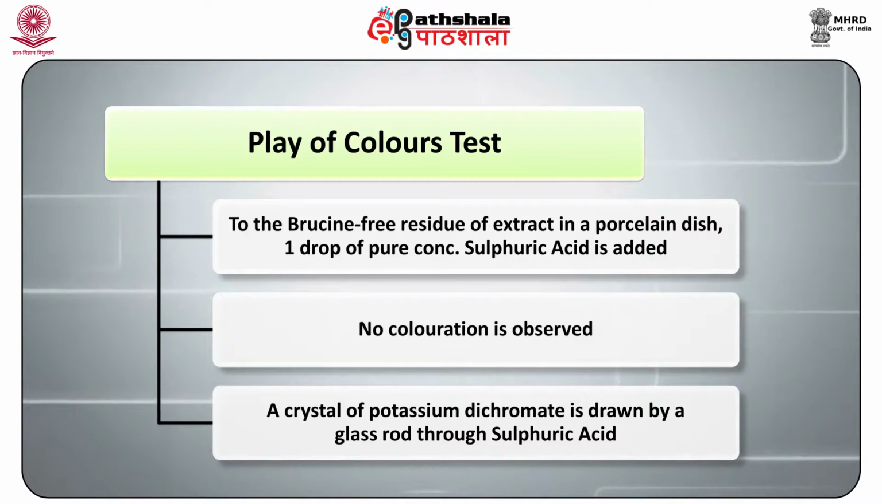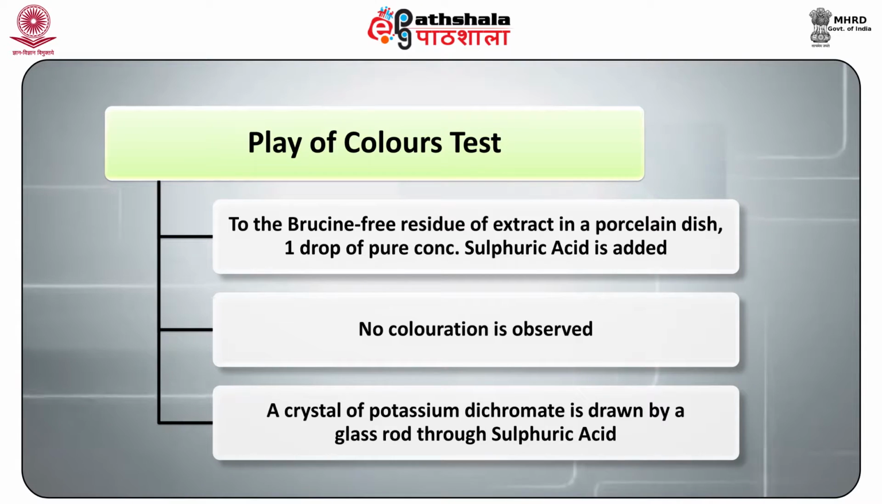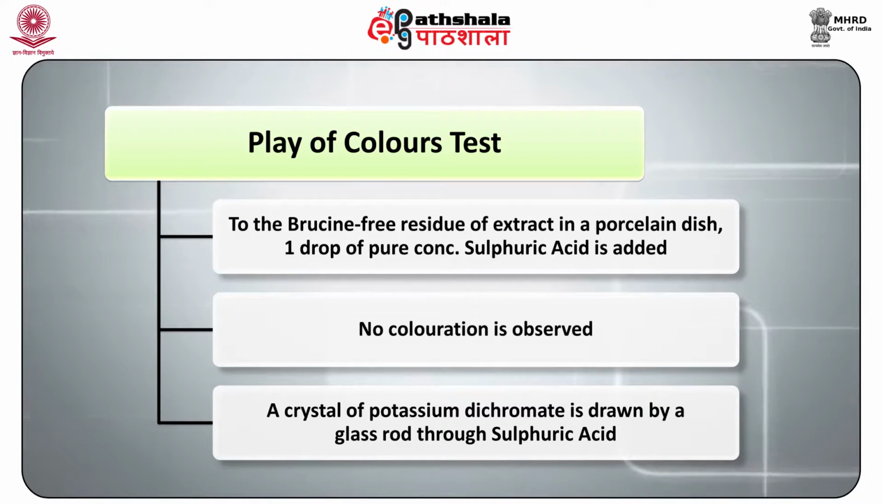Next is the play of colors test. To the brucine free residue of extract in a porcelain dish, 1 drop of pure concentrated sulfuric acid is added. No coloration is observed. A crystal of potassium dichromate is drawn by a glass rod through the sulfuric acid. A play of colors is observed. First, a momentary blue changing to a violet color, which gradually changes to reddish purple, red or orange, and finally to yellow.